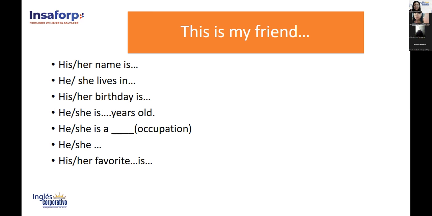If I say the month and the day, I use the preposition... Ayer lo vimos. Solo digo el mes, si solo digo el mes: in. In September. But if I say the month and the day, on September 1st, for example. On September 1st, okay? On.